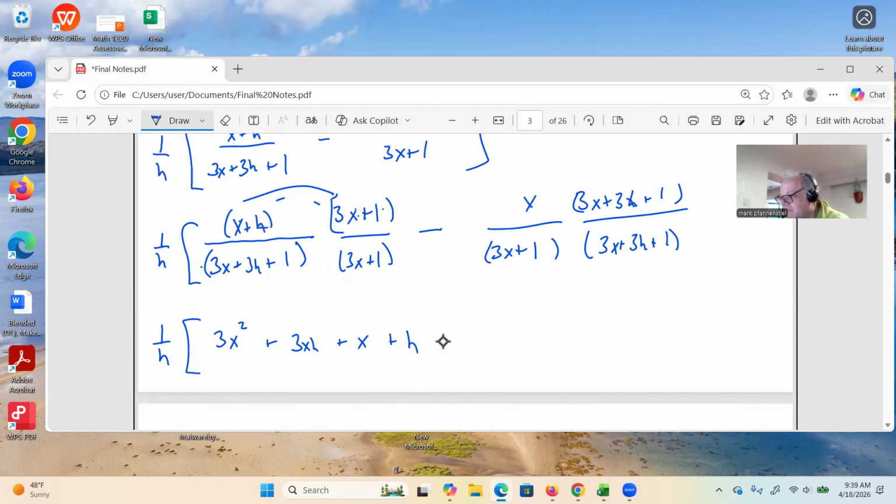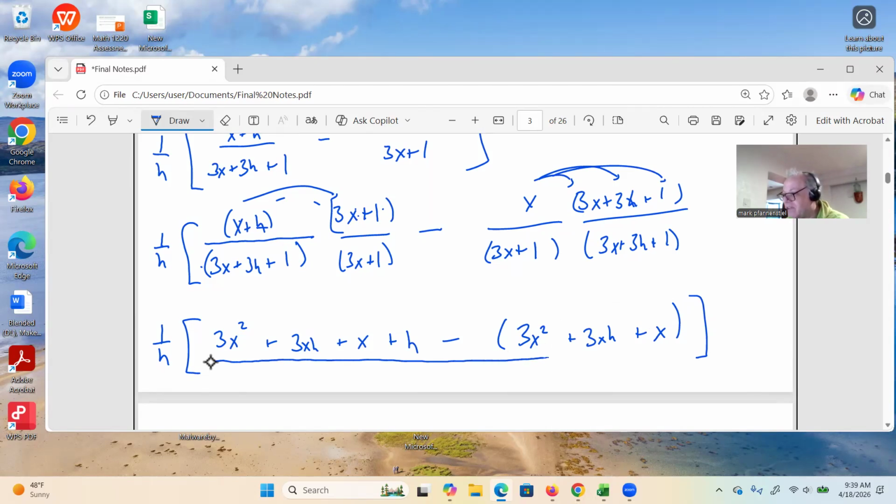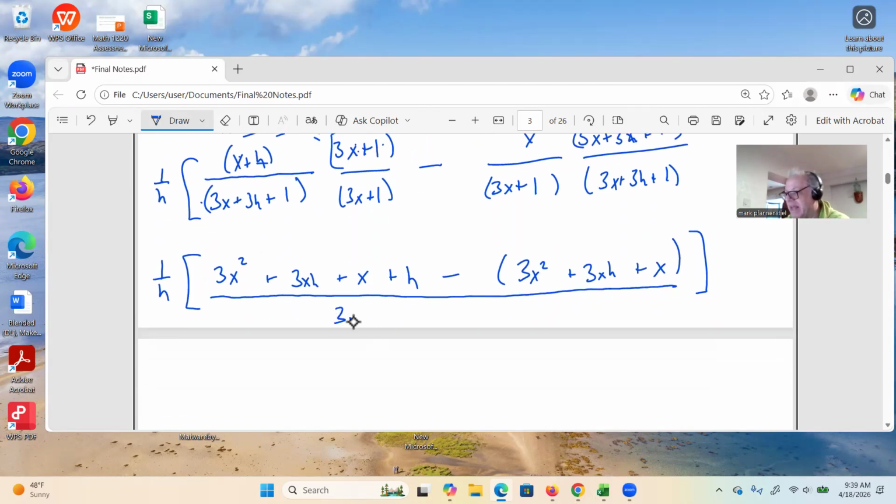Okay. Minus, and I'm just going to leave the minus sign sitting outside. I'm going to multiply it in just a moment. We're going to deal with this one. So we have a 3x squared plus 3xh plus x, right? I just multiplied this piece times everybody. Hang out with that. These are all now under the same denominator. Again, don't multiply this out. This is a place where people make mistakes. We have a 3x plus 1 times 3x plus 3h plus 1. Leave it alone. Now we're going to deal with the top.